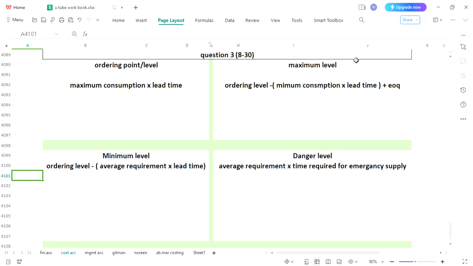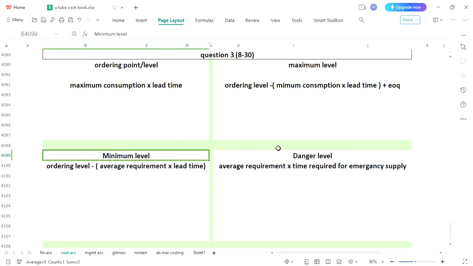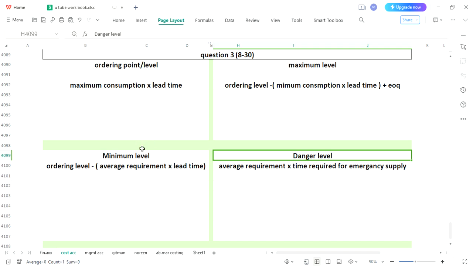And then we have the minimum level, a level after which your process of production can suffer. So in this way, the minimum number of units which should be present at our godown we can calculate in this way here. And then the danger level: if we do not follow the minimum level, what will happen?